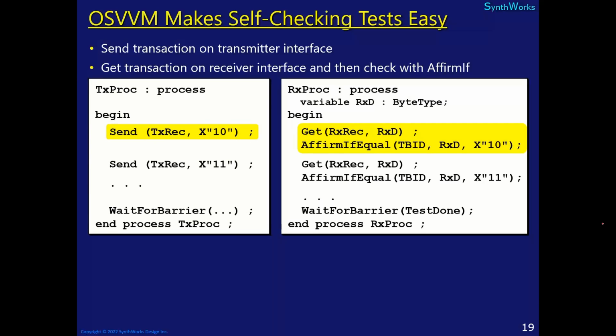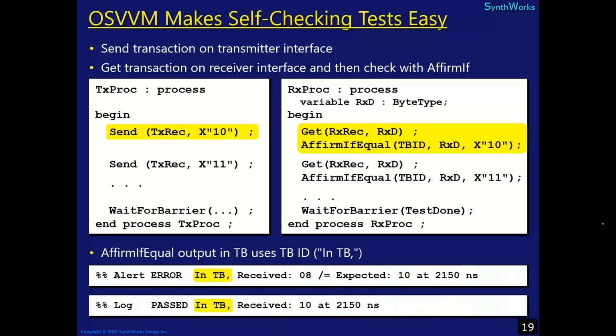Next, OS-VVM makes writing self-checking tests easy. So one form of self-checking: I send on one interface, I get on the other interface and I check, did what I received match what I sent? This is a very simplistic form of checking, and I'm checking it actually with the AffirmIf equal in the test bench. So AffirmIf is our base checker, and an AffirmIf equal is a specialized one that minimizes the amount of work we have to do.